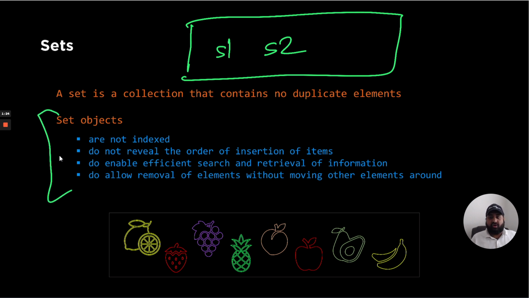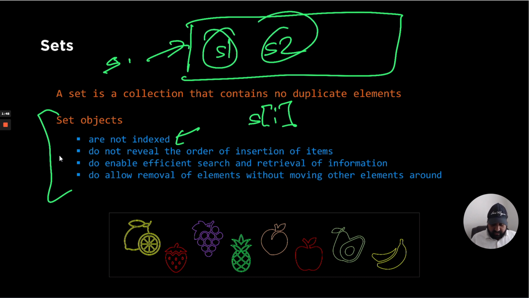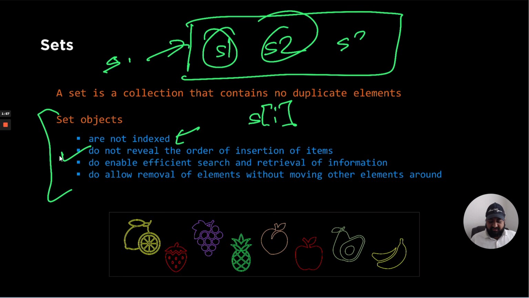Set objects are typically not indexed, which means that you cannot have random access like you had in arrays. So let's say if our set is called S, we cannot do something like S of I. That is invalid because you cannot just randomly traverse inside a set and it has no indices for each of its elements. Another thing is that a set does not reveal the order of insertion of items. If there are S1, S2, S3 in an existing set, we cannot tell whether S1, S2 or S3 was inserted first.